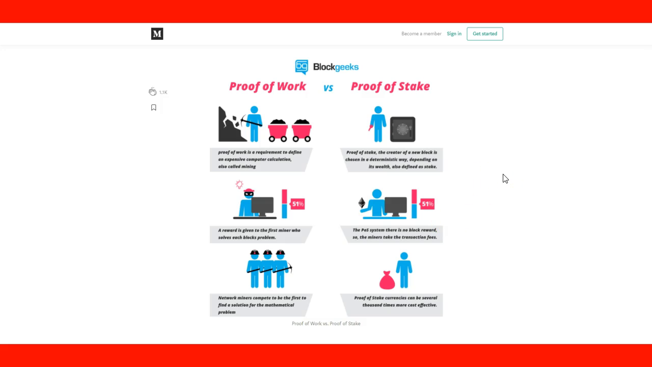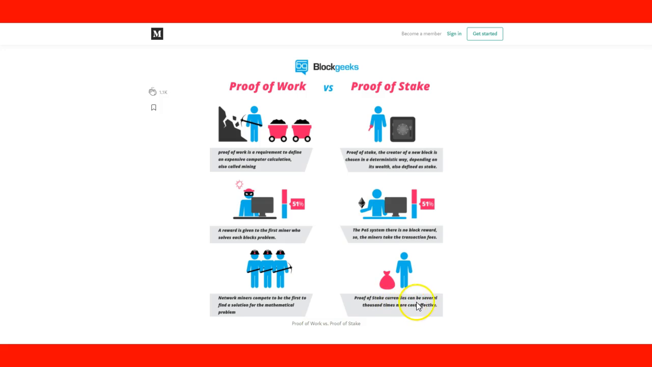With proof of stake, the creator of a new block is chosen in a deterministic way, depending on its wealth, also defined as stake. In the proof of stake system, there is no block reward, so the miners take the transaction fees. So in other words, like I was saying earlier, you receive a reward, but basically it's a transaction fee, which is your reward.